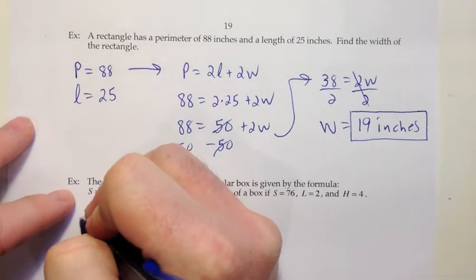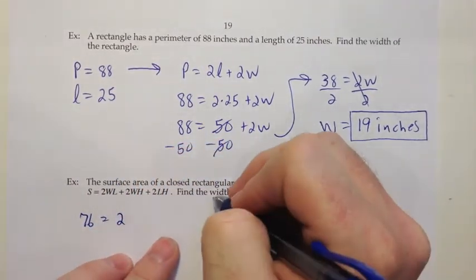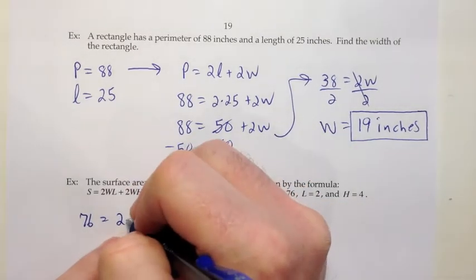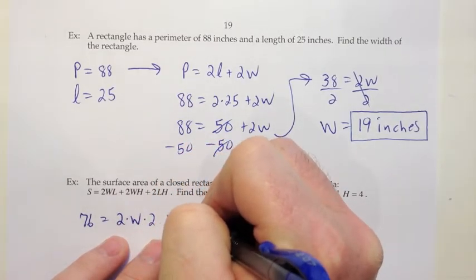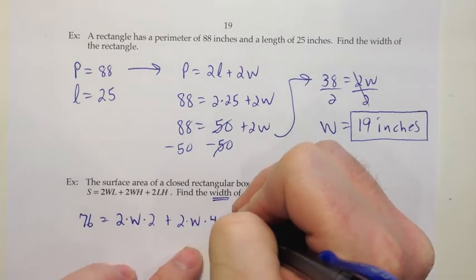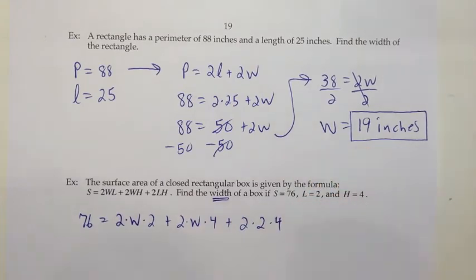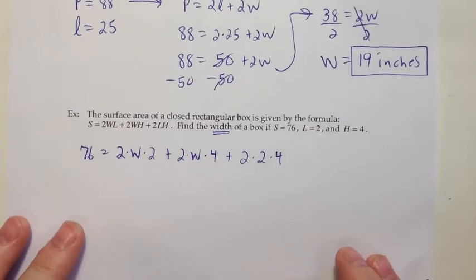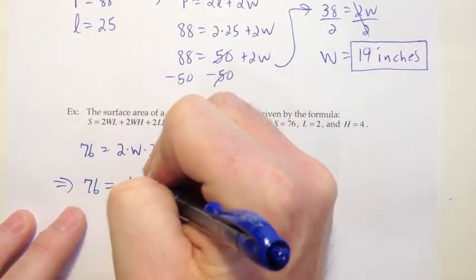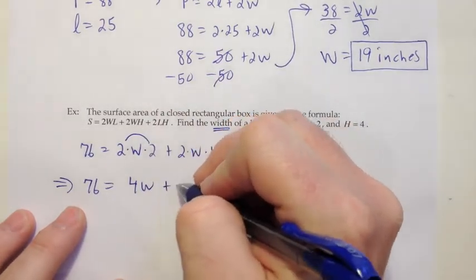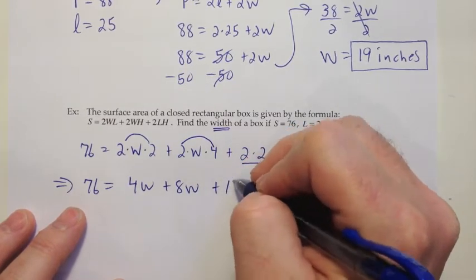So S is given, so I'm going to substitute a 76 right there. And then for 2LW, let's see, what are we trying to find? The width. So that means the W is going to remain a mystery. But the L is 2, plus 2WH, but H is 4, plus 2LH, and we know both of those. L is 2 and H is 4. So I substituted in all the ones they gave me, and now I just want to start trying to simplify that. So 76 is 4W, just multiplying the 2's together, plus 8W, same deal with the 2 and the 4, and then let's see, 4 times 4, so plus 16.